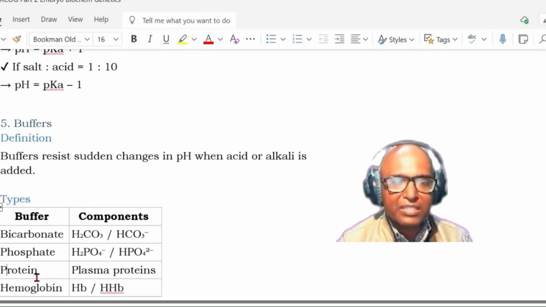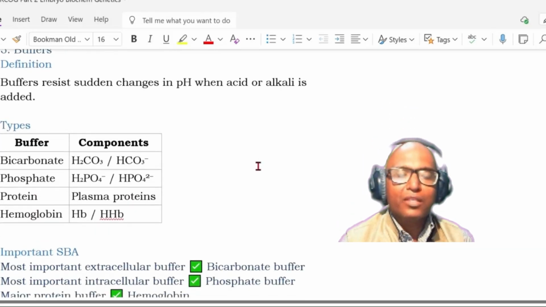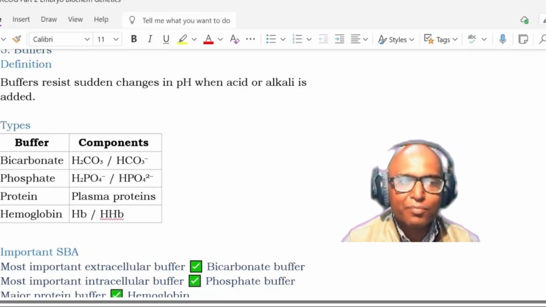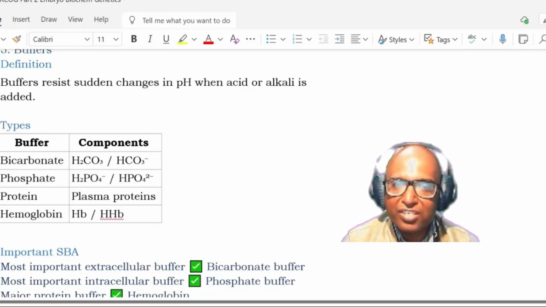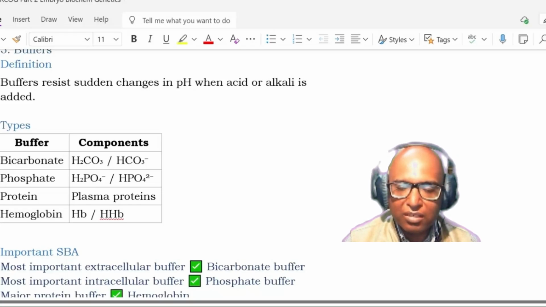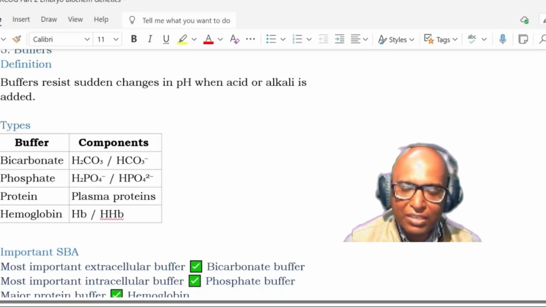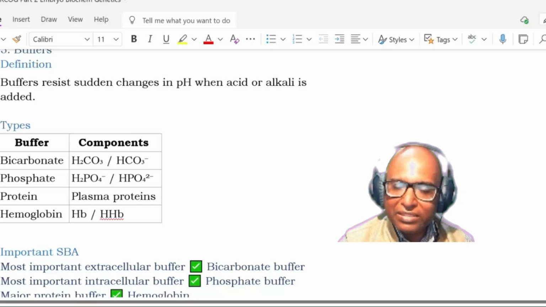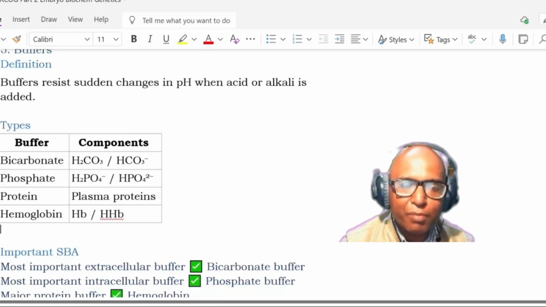So what are the buffers in the body? This is an important concept which you should know. Buffers resist sudden changes in the pH when acid or alkali is added. The body may have a condition of acidosis or alkalosis depending upon the clinical situation, but the body will always try to maintain the pH because of this buffer system.